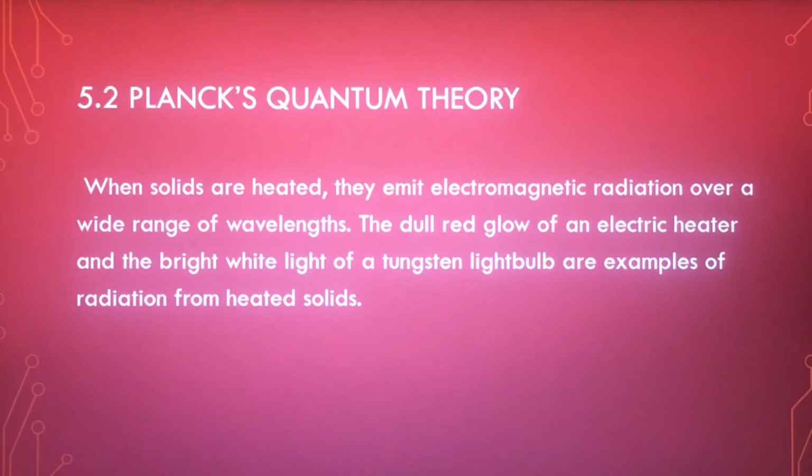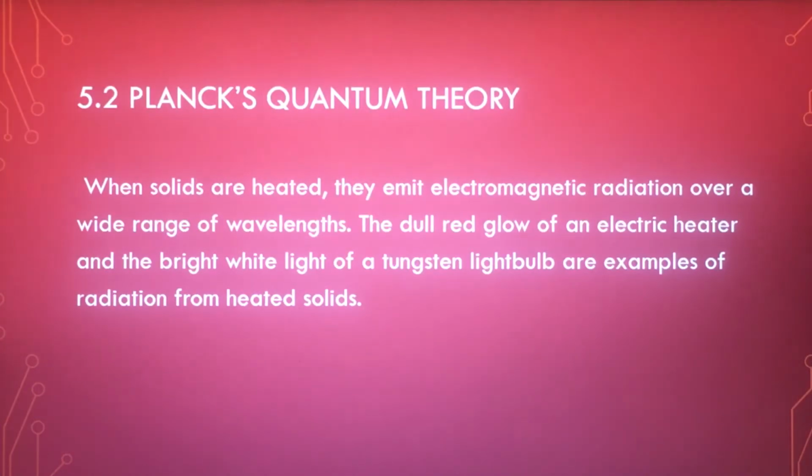Okay, so Max Planck has this theory which is widely acceptable. He tried to discover that when solids are heated, they emit electromagnetic radiation over a wide range of wavelengths. For example, we have an electric heater. If you make an electric stove work, sometimes there is a red glow in the electric pan, and also on the light bulb we have a bright white light.